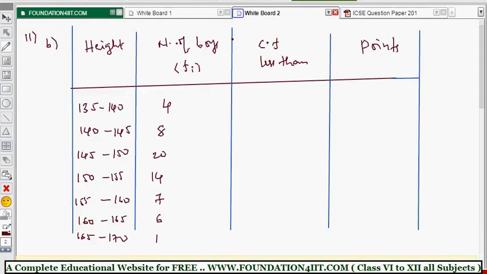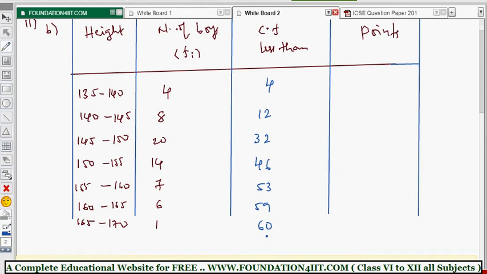Then we need to find the cumulative frequency. That is simple. We take the first number as it is, 4, and 4 plus 8 is 12, and 12 plus the next number 20 is 32. Then 32 plus 14 is 46, plus 7 is 53, plus 6 is 59, and 60. Because it is less than cumulative frequency, we take the highest upper limit, so 140.